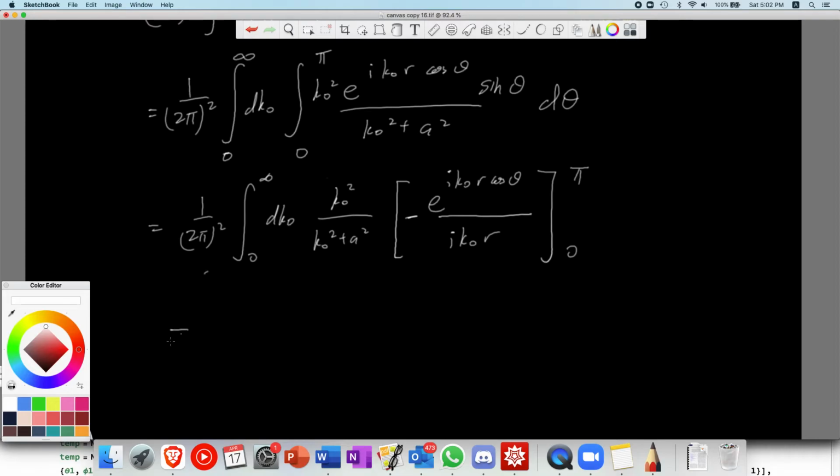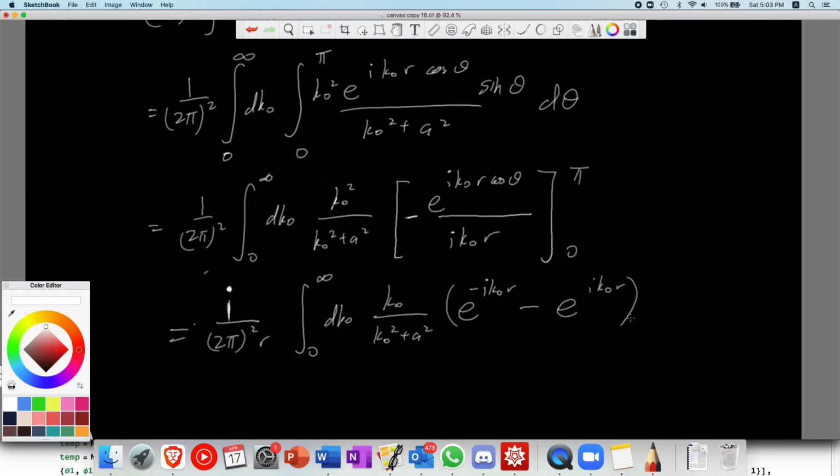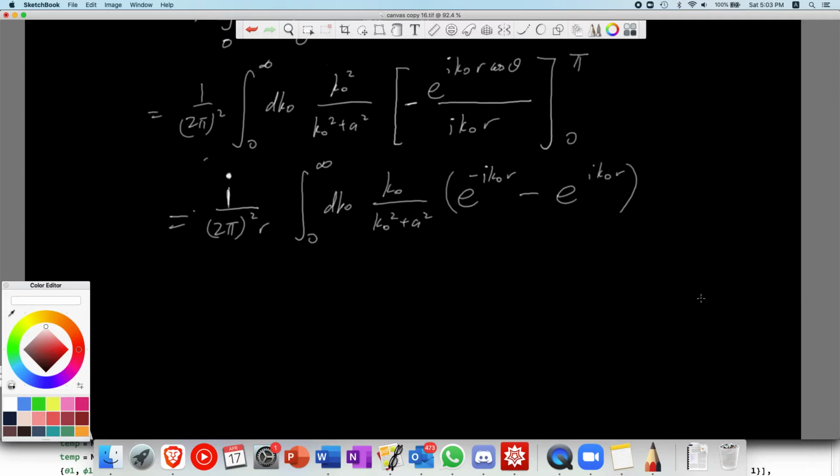Okay, so this is equal to, we can pull out some constants, so we just pull it out all over here, 2 pi squared r, and then minus 1 over I is I, so we have I over here. Then we have the integral from 0 to theta, 0 to infinity, I mean, dk0 over k0 squared plus a squared, and then this will be e to the power of minus I k0 r minus e to the power of I k0 r. So now we have this integral.